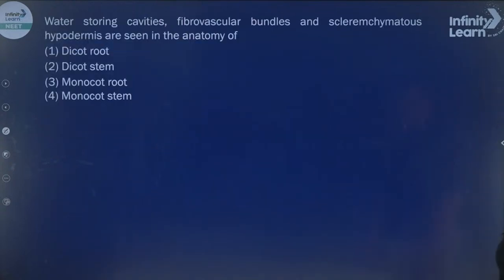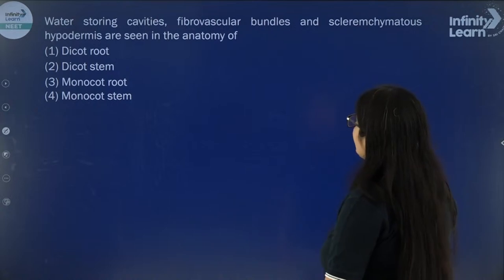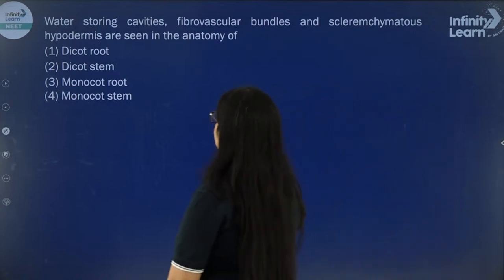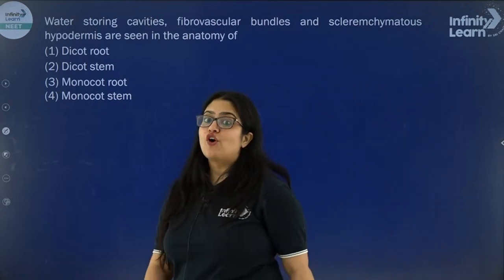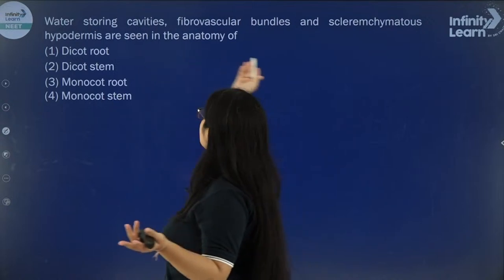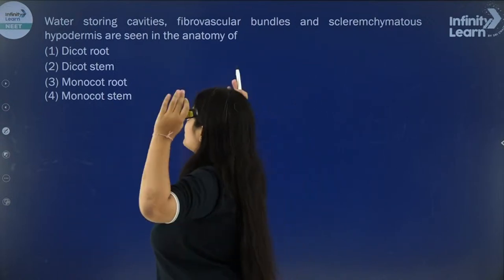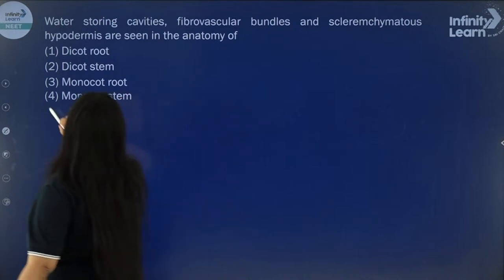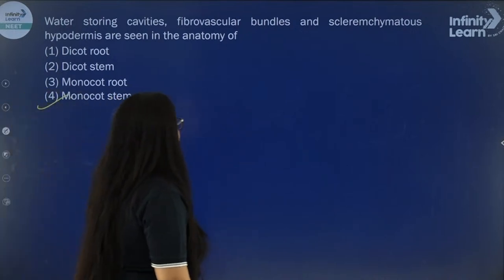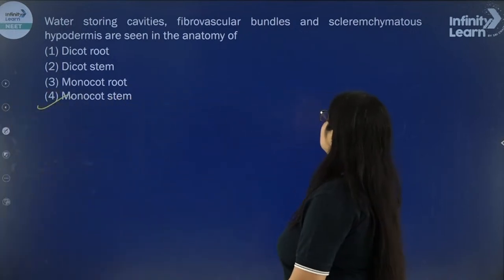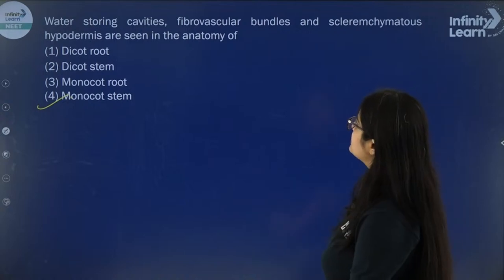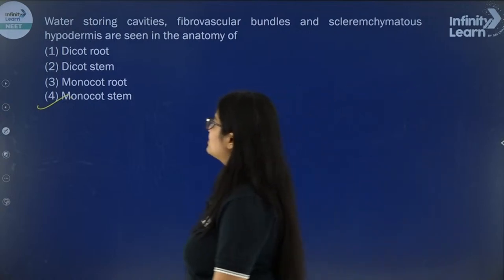Water storing cavities, fibrovascular bundles, and sclerenchymatous hypodermis are seen in the anatomy of... Pretty simple. From this, water storing cavities, it should pop up in your mind. It is monocot stem. Monocot stem, right? Very simple. Water storing cavities, fibrovascular bundles, and sclerenchymatous hypodermis is seen in the anatomy of monocot stem.